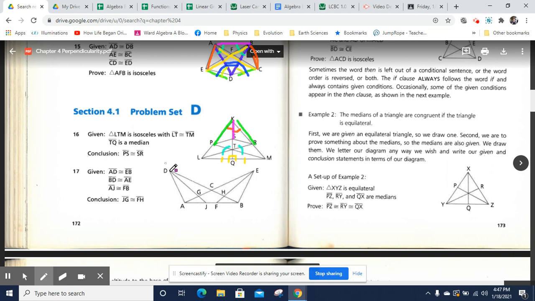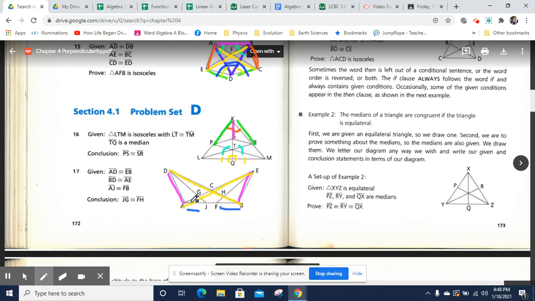We know AD and EB are congruent. So let's label that with a tick mark on each. Those are congruent. We know BD and EA are congruent. So let's label that. I'll use yellow. Okay, we know that's congruent. And that's congruent. And we know AJ and FB are congruent. All right.